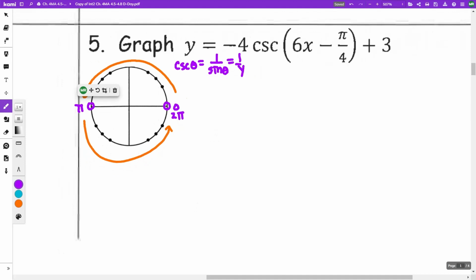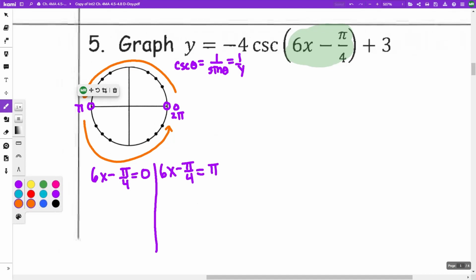So I am going to take, again, what's inside here, including my b if the 6 had been outside that parenthesis, and I'm going to set it equal to these asymptotes. So my first asymptote, when I take my 6x minus pi fourths and set it equal to 0, then I'm also going to have 6x minus pi fourths set equal to pi. And I can do that also for the third one and set it equal to 2 pi, but let's get these two done first.